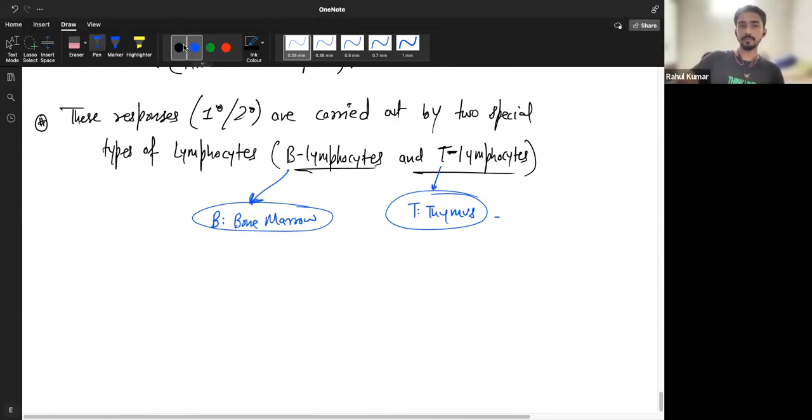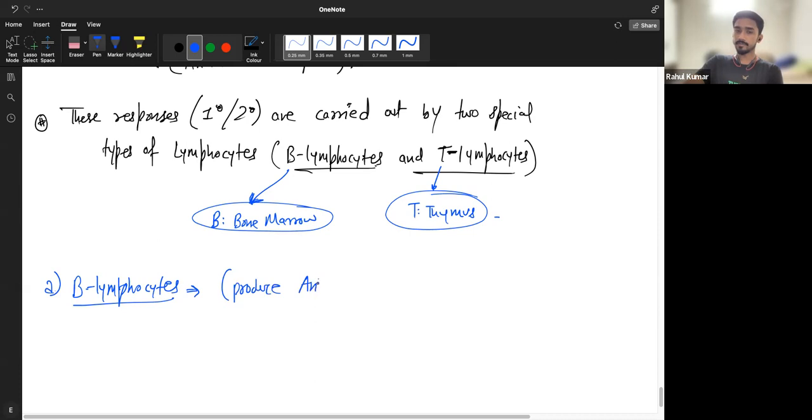Now, what's special about B lymphocytes and T lymphocytes? So let's go into some biological detail. Let me start with B lymphocytes. Just remember that the B lymphocytes produce antibodies. T lymphocytes don't produce antibodies. B lymphocytes produce antibodies. And what are antibodies?